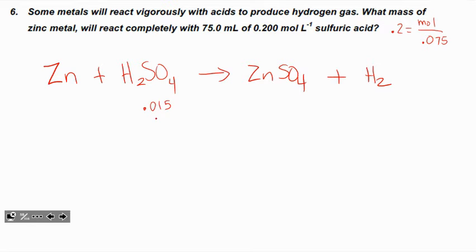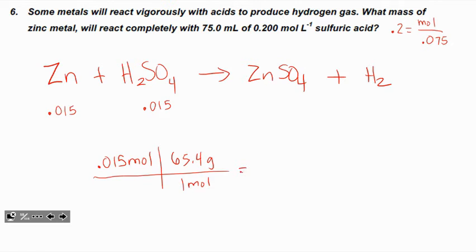That means that if we start with 0.015 of this, we're going to need 0.015 of this since our coefficients are in a 1-to-1 ratio. So if we have 0.015 moles of zinc, and we need to know the mass of that, we simply multiply that by the mass off the periodic table, because in 1 mole there is 65.4 grams of zinc. Multiply that out and you end up with 0.981 grams of zinc needed.